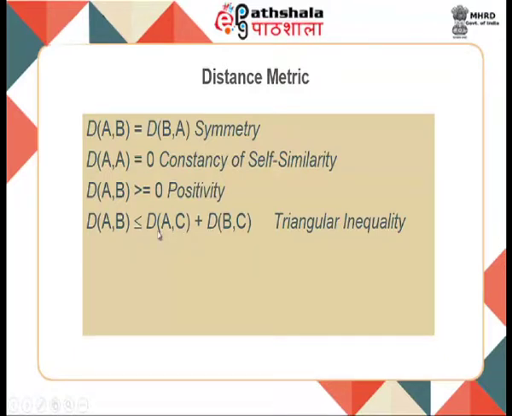That means you can see that the distance between A and C plus the distance between C and B is always going to be greater than or equal to the distance between A and B. In other words, if these properties are satisfied, then we can call the distance a metric measure. Otherwise it is not so. So once we defined that, probably you can recollect we wrote an informal algorithm like this.